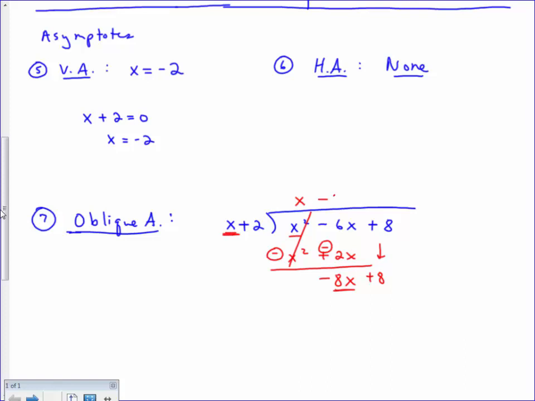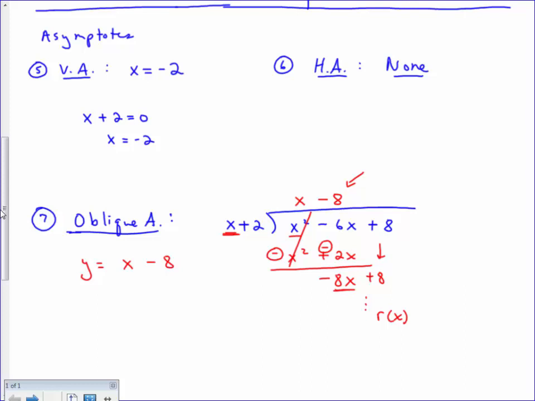Here I'd need a negative 8. Now when I get to this last constant, I know that whatever's left here is going to be just a remainder. So I can actually stop, because if we remember correctly, with oblique asymptotes, it doesn't make a difference what the remainder is. And so when I get this very last constant term here, I can actually stop. So in this particular case, I would end up with y equals x minus 8 as my oblique asymptote.